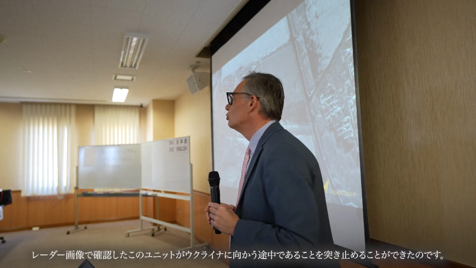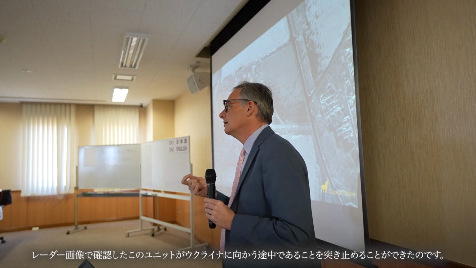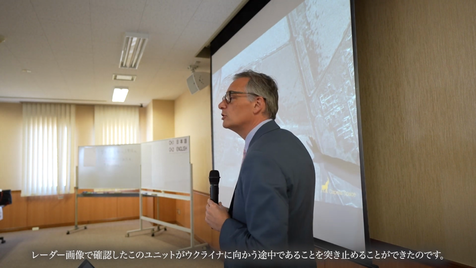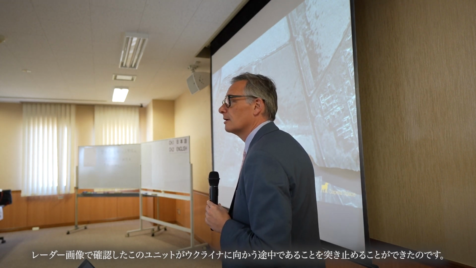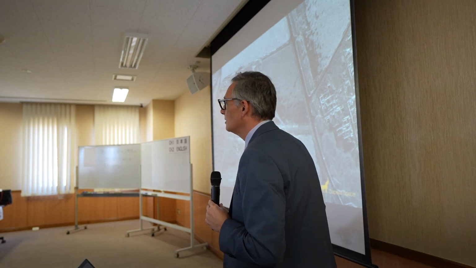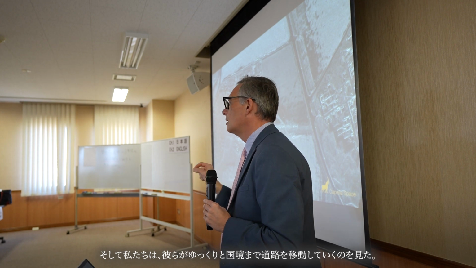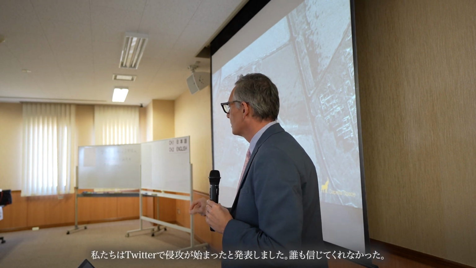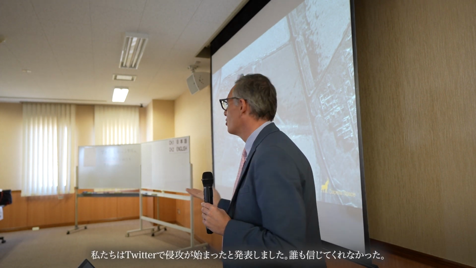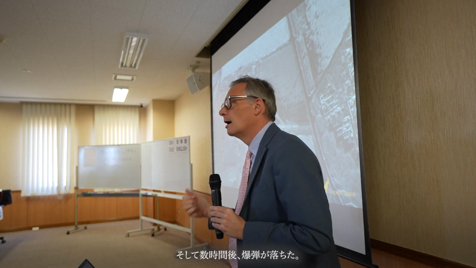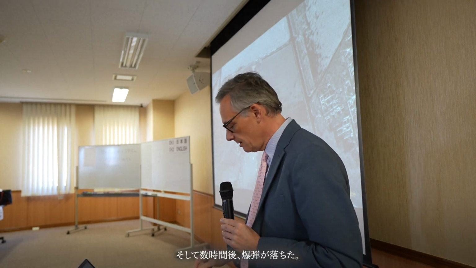What was happening is the Russians were putting up roadblocks so that no one could drive. And we were able to use the traffic data in Google Maps to determine that this unit, which we had identified in a radar image, was on its way to Ukraine. And we watched them slowly move down the road all the way to the border. We announced the invasion was starting on Twitter. No one believed us. And then a few hours later, the bombs fell.